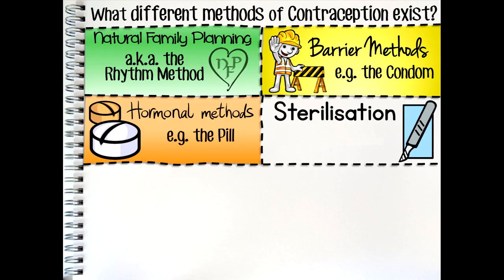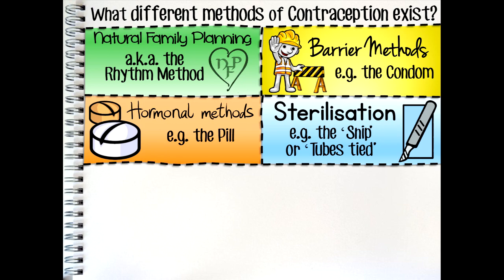For men, this involves a vasectomy, also known as having the snip. This involves cutting and sealing the vas deferens, the tube which takes sperm from the testicles to the penis. In women it involves a laparoscopy, also known as having your tubes tied. This involves cutting the fallopian tubes, thus preventing any eggs from getting to the uterus or womb.